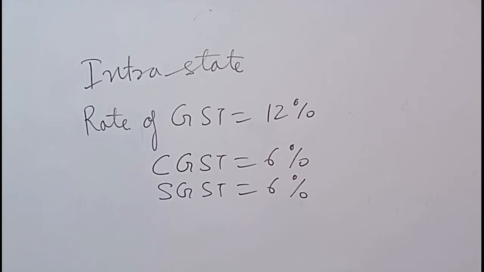The seller will collect the GST from the buyer in two ways. Suppose the GST is given as 12%, so half of that 12%, that is 6%, he will collect as CGST, and 6% he will collect as SGST. CGST will be deposited in a central government account, and the SGST will be deposited in a state government account. So in that way, whenever the seller supplies goods within the state, he will collect GST.